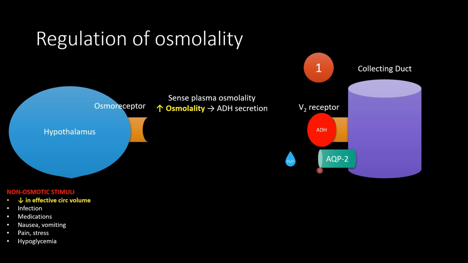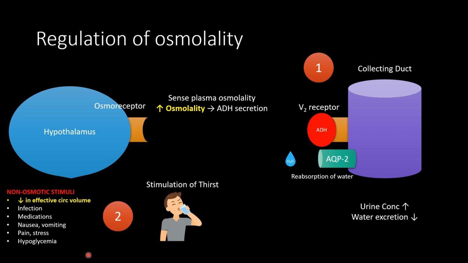So as the water gets reabsorbed, there is a reabsorption of water, which will lead to increasing concentration of the urine and decreasing water excretion. This is one mechanism or one action of osmoreceptor stimulation. There is another action also, number two. What is that? Stimulation of thirst.